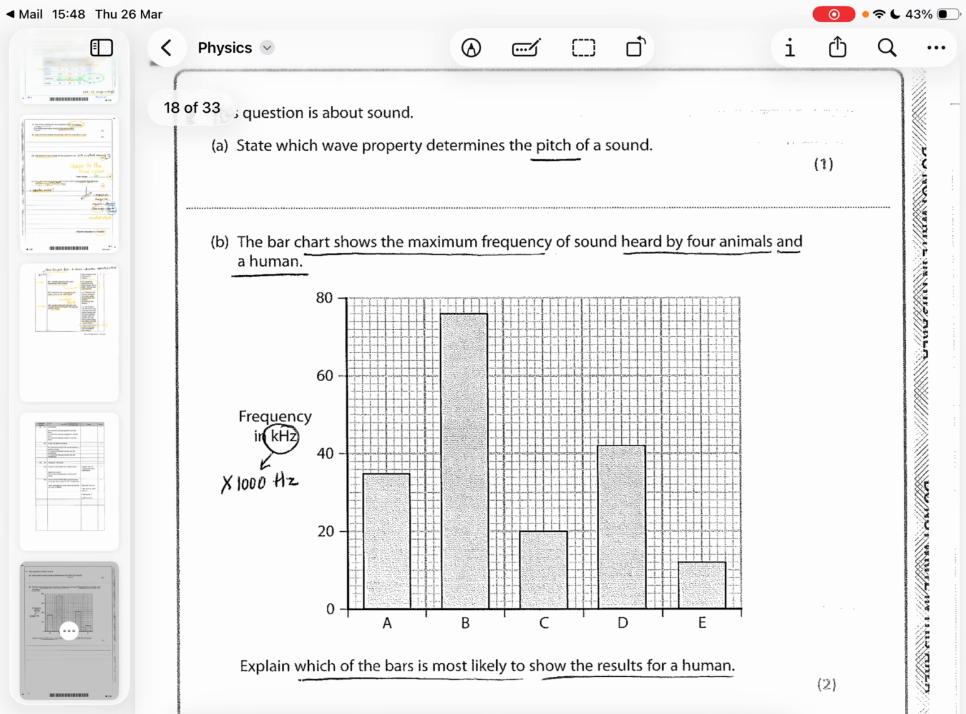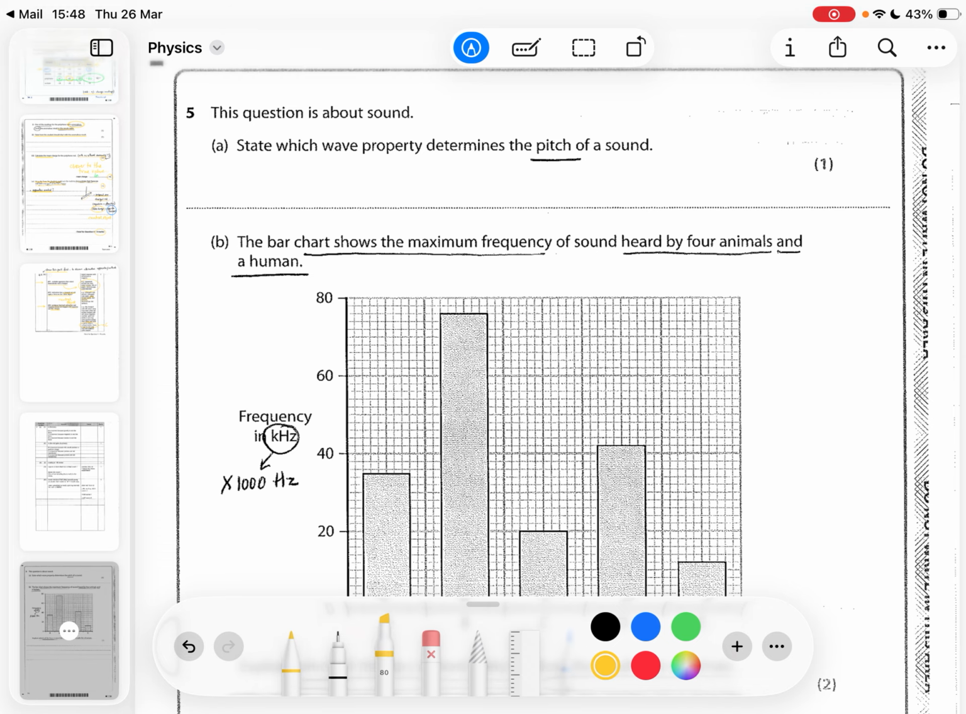Okay, so the next question is about sound. Which wave property determines the pitch of a sound? So that's the frequency, yeah?